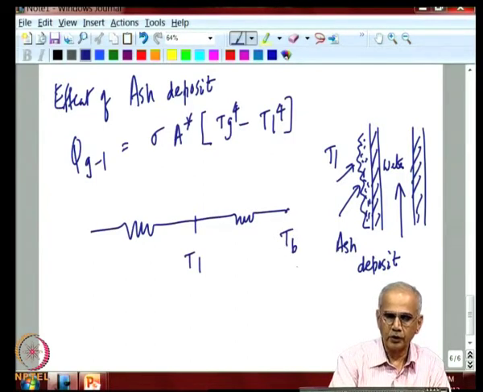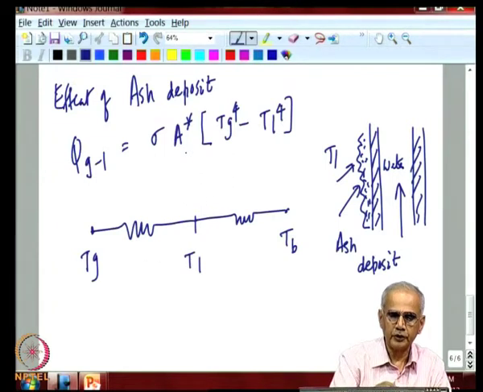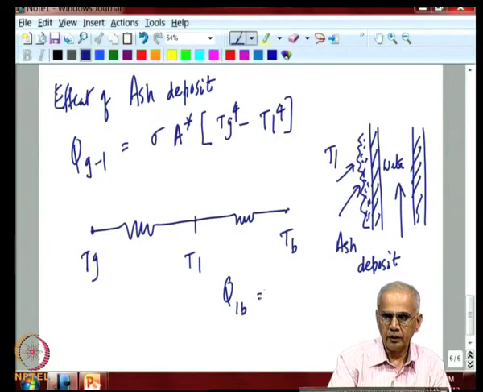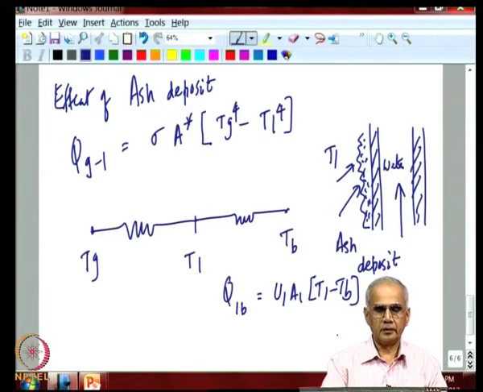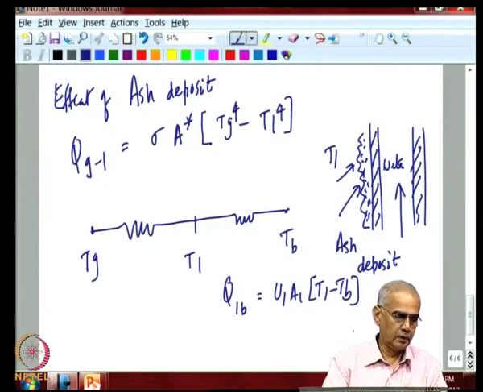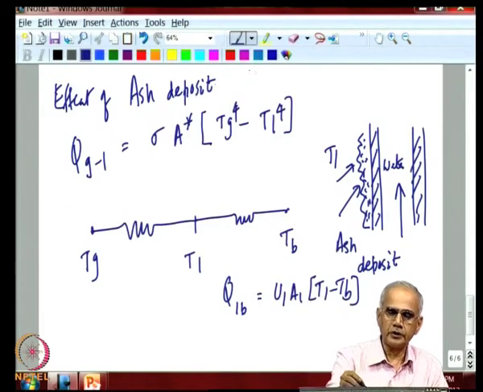This is the temperature of the boiling water, this is the sink temperature, this is the gas temperature. Now, the resistance to heat transfer here comes from this equation. This one from T1 to Tb, you write another equation: Q1 to b will be some overall heat transfer coefficient times the area of the sink into T1 minus Tb. And in steady state, these two must be equal, and hence you find the unknown sink temperature.